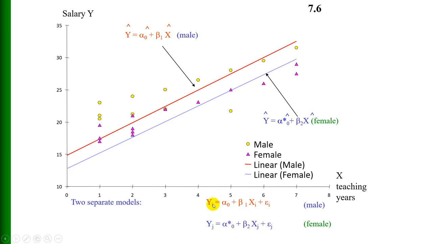So one model is yi equals alpha naught plus beta 1 xi plus epsilon i. This is for male, and this one is for females. The only difference between the two regressions is the intercept, or the constant. The rest of the model is the same, because the slopes, beta 1 hat and beta 2 hat, are the same.